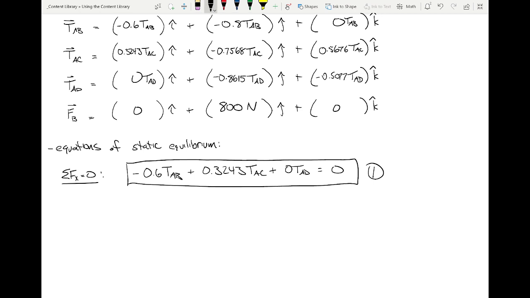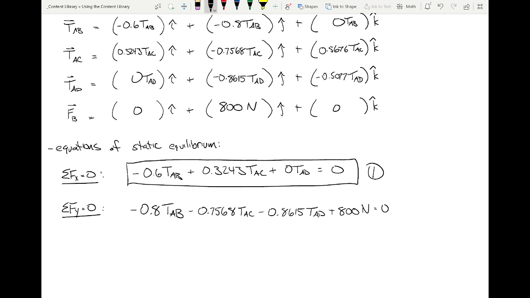All right, now let's sum forces in the y direction. For the sum of the forces in the y direction, I've got negative 0.8 TAB. I'm just summing everything along that column of j components, minus 0.7568 TAC minus 0.8615 TAD plus 800 newtons is 0. Okay?